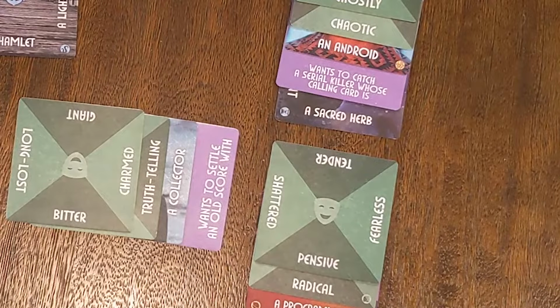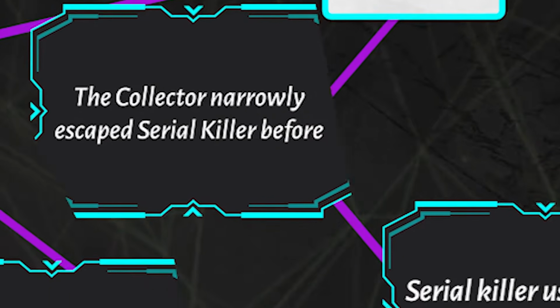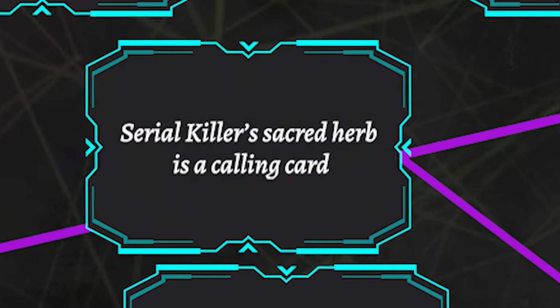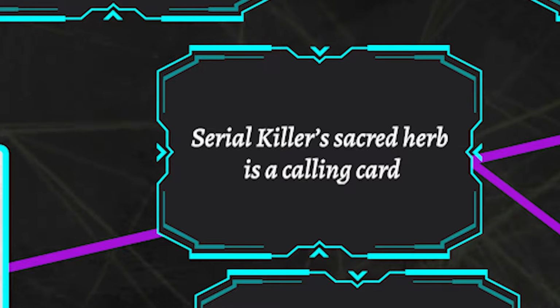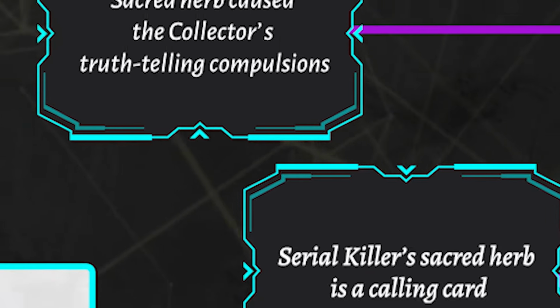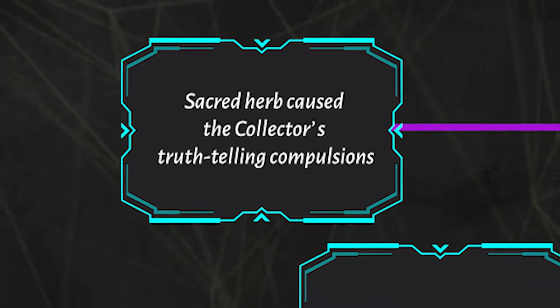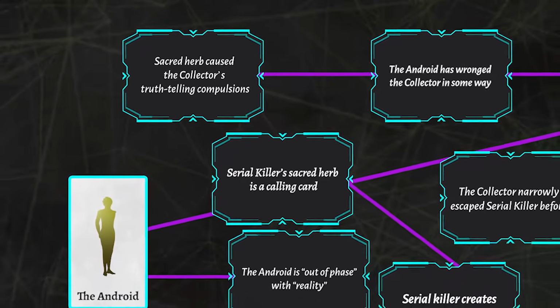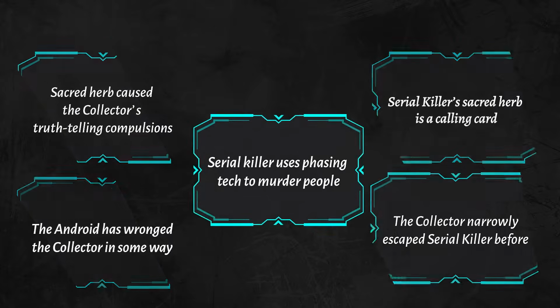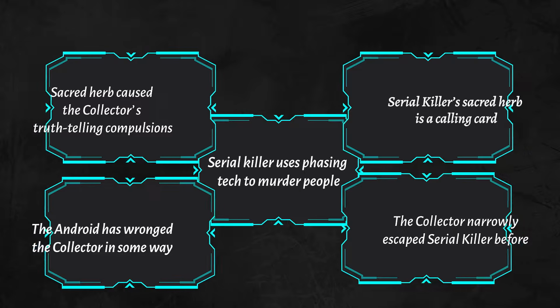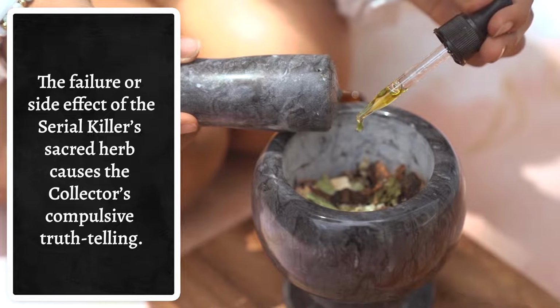However, this herb, perhaps he poisons them, or that's just the calling card that they leave to say this was my kill. And perhaps when he tried to kill the collector, whatever he did didn't work. The herb that he administered made him tell the truth all the time. And instead of dying, he is left with this side effect of always having to tell the truth, for good or for ill.